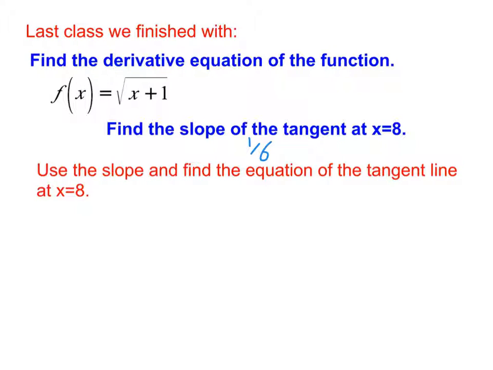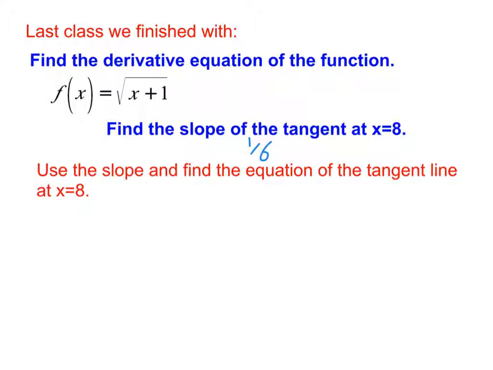Now, we want to use that slope to find the equation of the tangent line. We found the slope of the tangent line. Now we're going to write the equation of the tangent line. So, that means I need to have the coordinates of the point that this goes through as well. Now I know that x equals 8. If x equals 8, what does y equal in this problem?